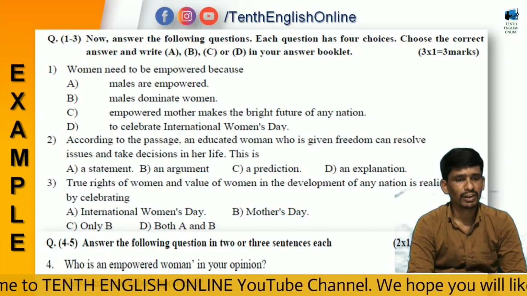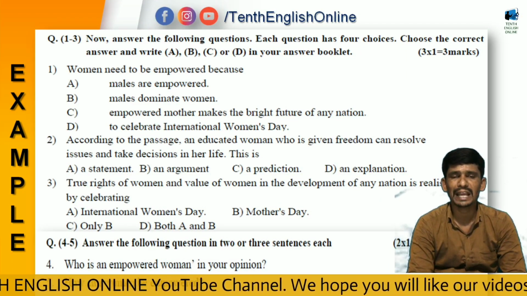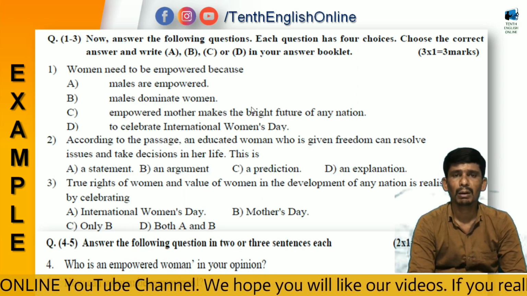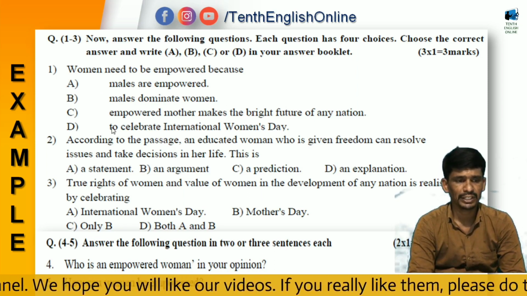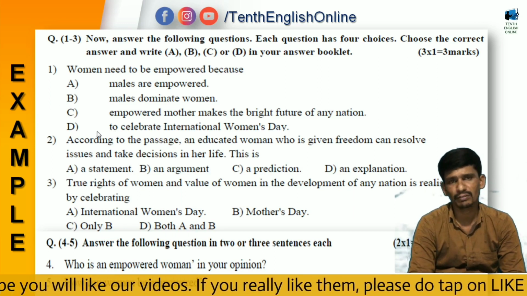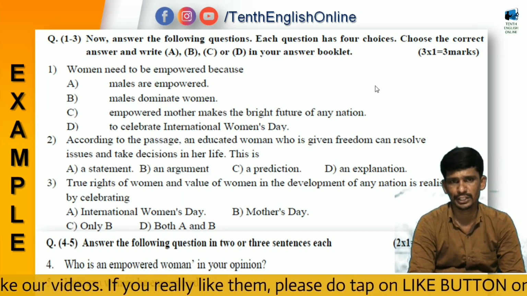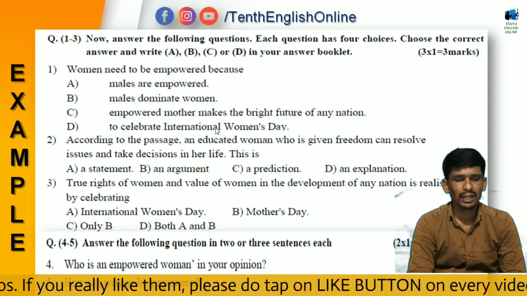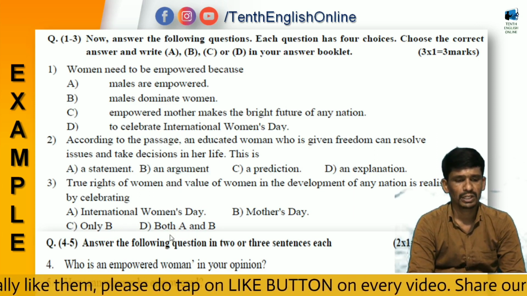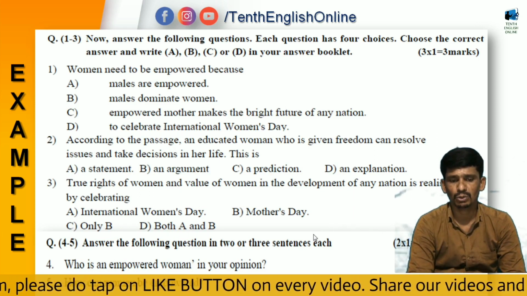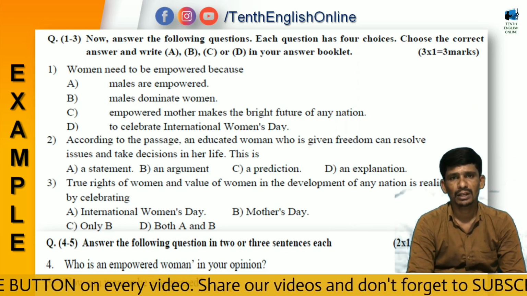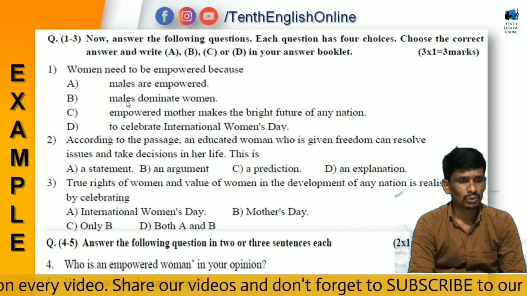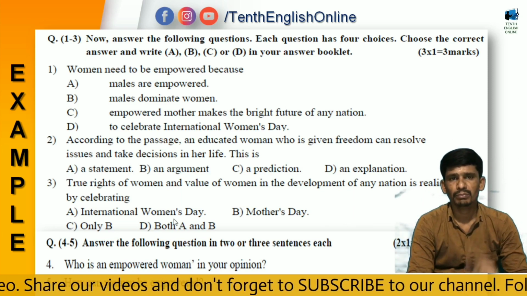Now, the first 1 to 3 questions are MCQs, as we just discussed, meaning multiple choice questions. So we have to select any one of A, B, C, D, the correct answer, and put it in the box here. And the remaining questions 4 and 5 are short answer questions, for which we have to write the answers in 1 or 2 lines only. So questions 1 to 5 come from the first bit.